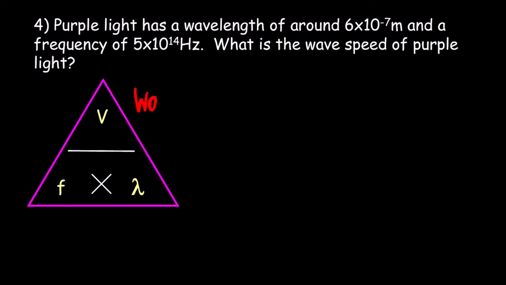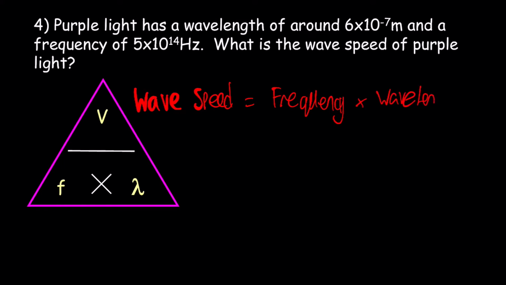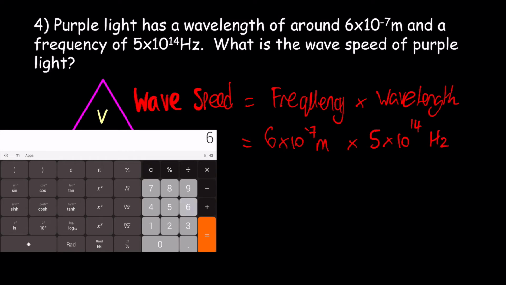Question 4 is by far the hardest question because we are using standard form in this question. Now, standard form is tricky because it's not something you use on an everyday basis, and I've included on the PowerPoint slide how to use standard form in a calculator. So in this question, we're going to start off again with wave speed equals frequency times wavelength, and again we're asked to find the wave speed. So we're going to just put our numbers in: 6 times 10 to the minus 7 times 5 times 10 to the 14. Now, at this point, we will need to use our scientific calculator.